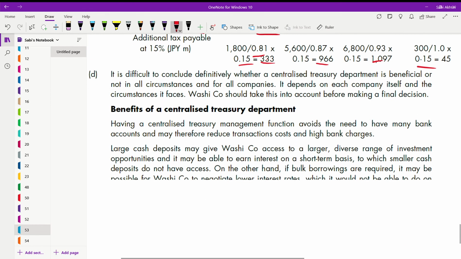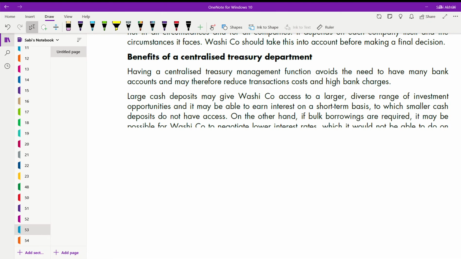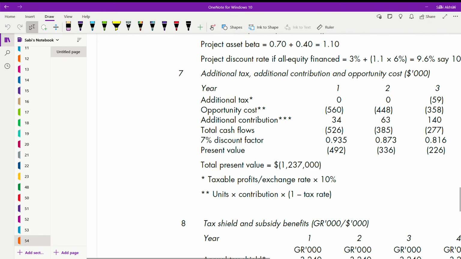Right? D is a theory question. And coming to question 54, this is the last question.